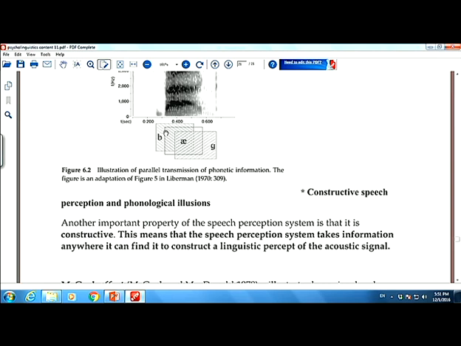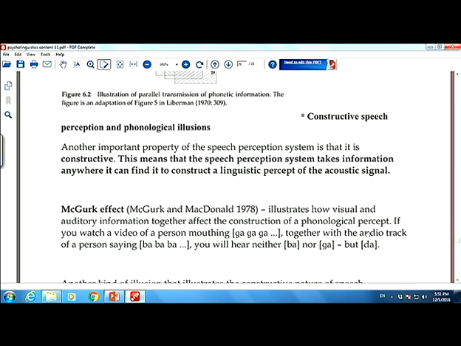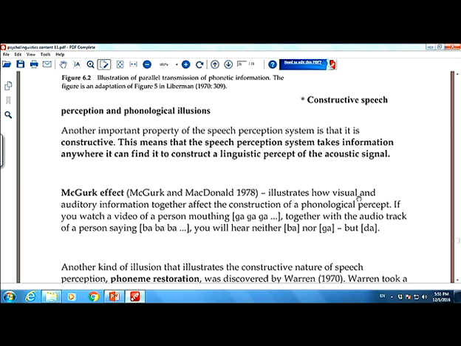Phonological illusions, constructive speech perception, and phonological illusions. This is important. It's written in bold. McGurk effect. This is also very important. You remember the video I showed you with the person mouthing ga or ba or va or fa. This is called the McGurk effect. And this is the description.